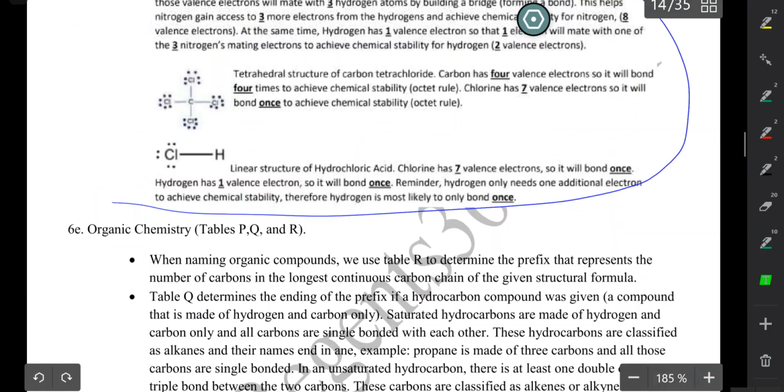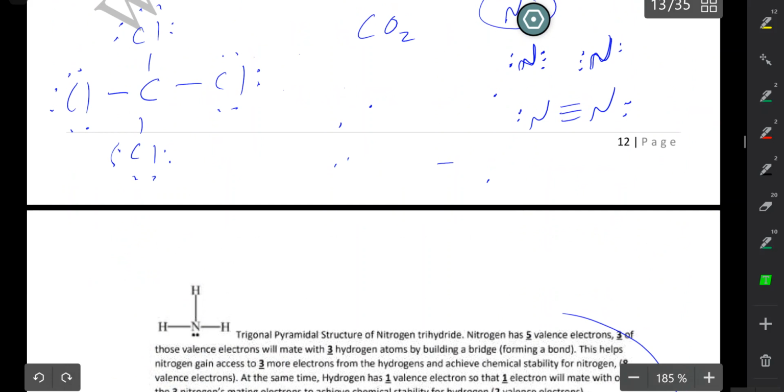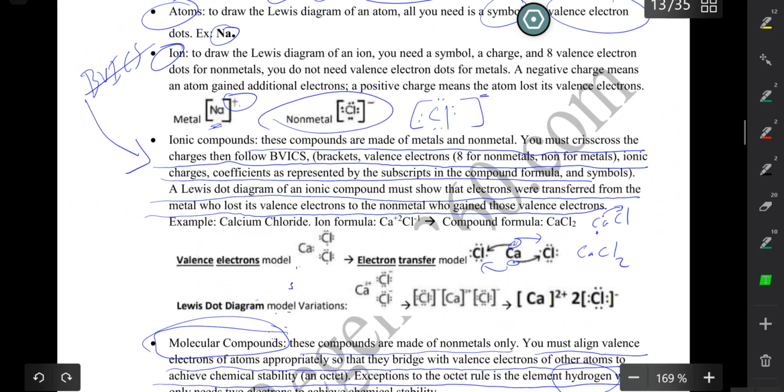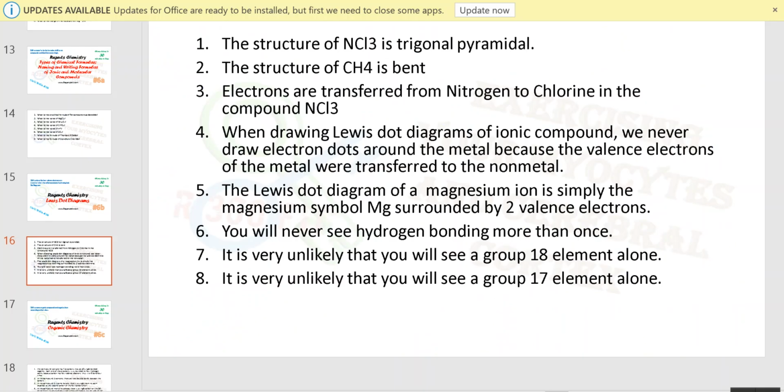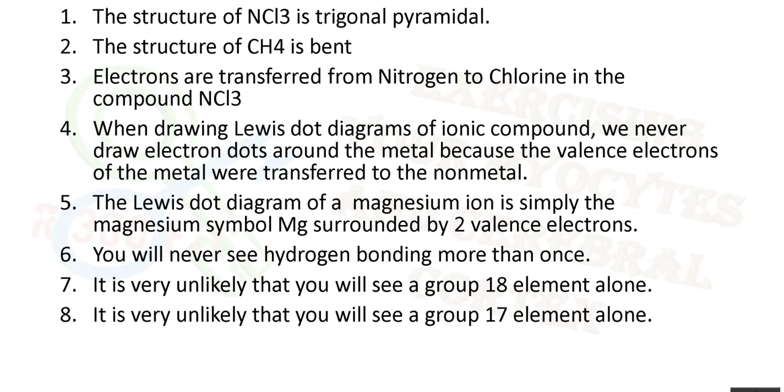Ladies and gentlemen, this is pretty much it for drawing Lewis dot diagrams. Let's go back to your questions. Read those questions, determine whether the following statements are true or false, and answer the questions.